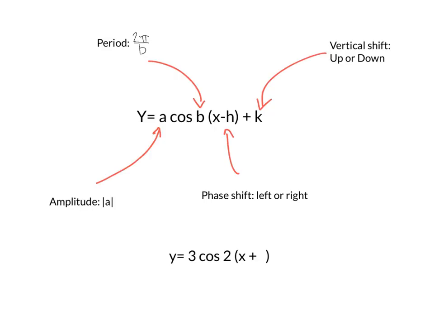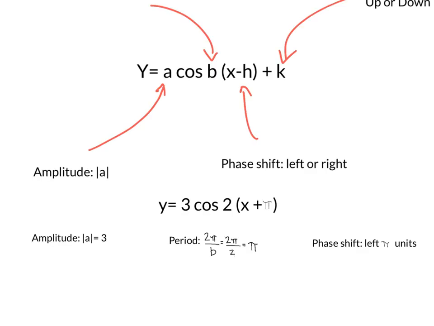In this trigonometric function, A stands for amplitude, or how far the graph reaches vertically. B stands for period, or the length of one cycle of the graph. H stands for phase shift, moving left or right, and K stands for vertical shift, moving up or down. So my example has an amplitude of 3, a period of pi, and a phase shift left of pi units.